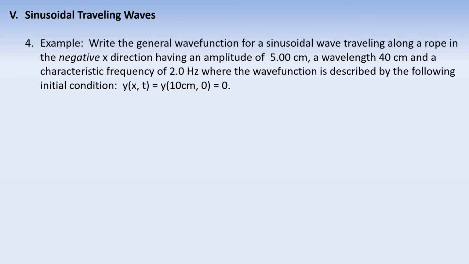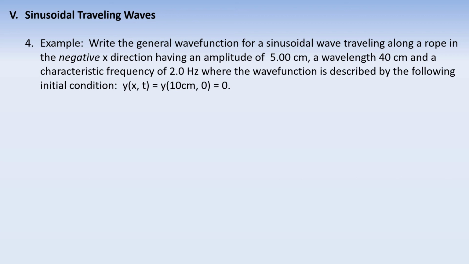So we'll now look at a specific example where we will be asked to write a generalized wave function for a specific sinusoidal traveling wave. In this case, a wave traveling on a rope in the negative x direction, having an amplitude of 5 centimeters, a wavelength of 40 centimeters, a characteristic frequency of 2 hertz, and we're given a set of initial conditions for the wave function. We're told that at a specific point in the medium, when x is 10 centimeters, at time 0, it has a value of 0. We'll see how that initial condition is used to evaluate one of our constants.